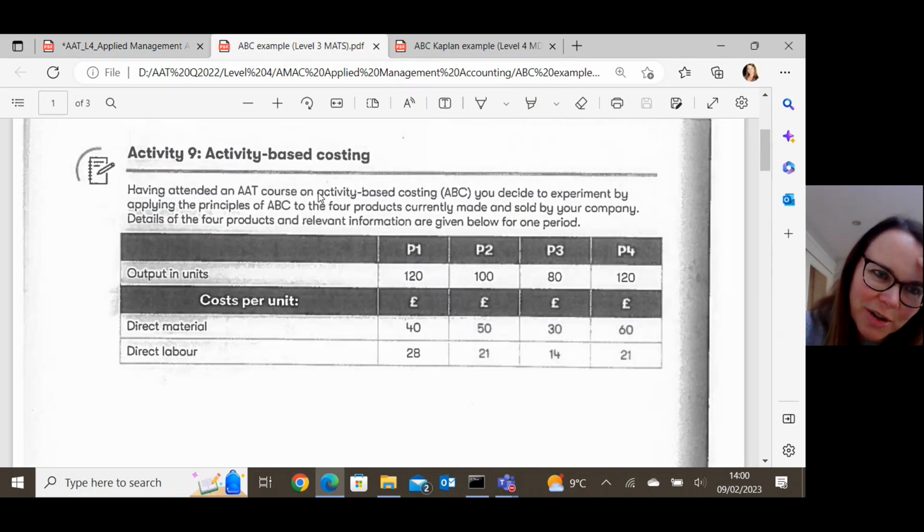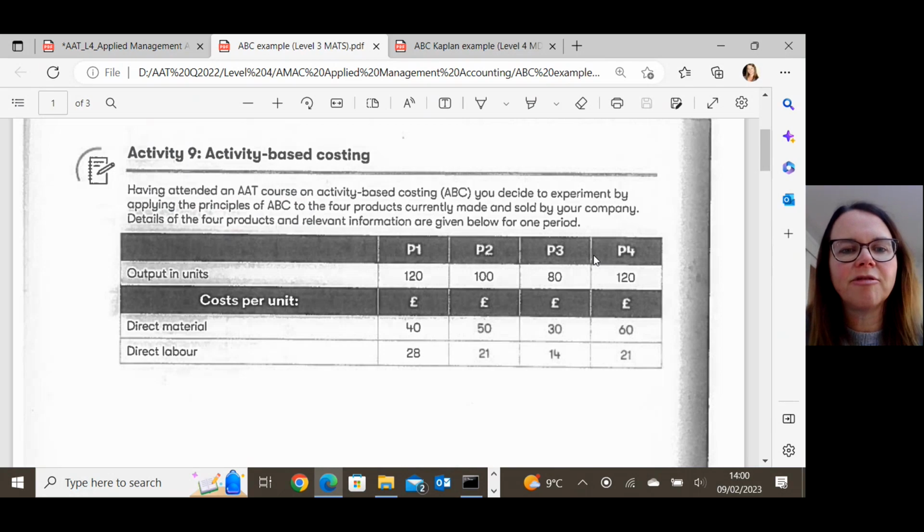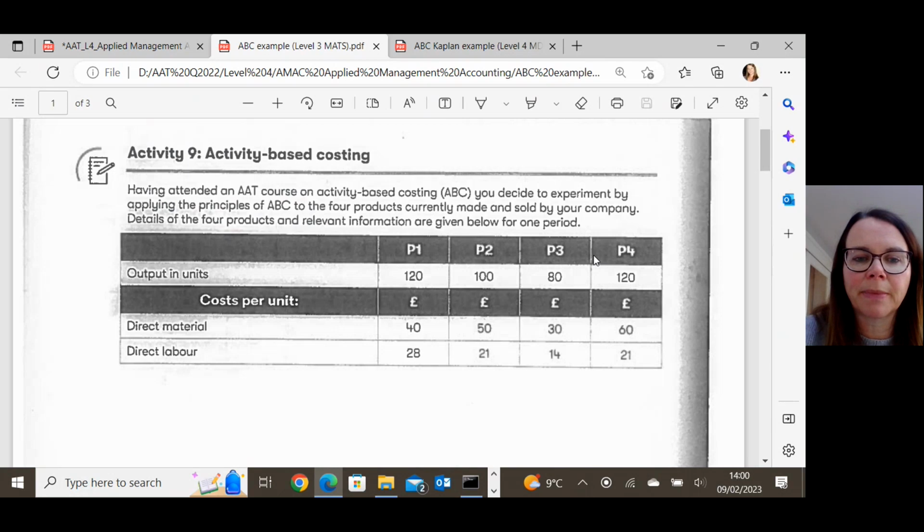I'm now going to switch to activity number 9, which was taken from a level 3 book, because I think it's quite a nice example. As I said, I gave you this in hard copy, but I will link it to this video as well in case you've misplaced it. So having attended an AAT course on activity-based costing, you decide to experiment by applying the principles to the 4 products currently made and sold by your company. So very originally named P1, P2, P3, P4.